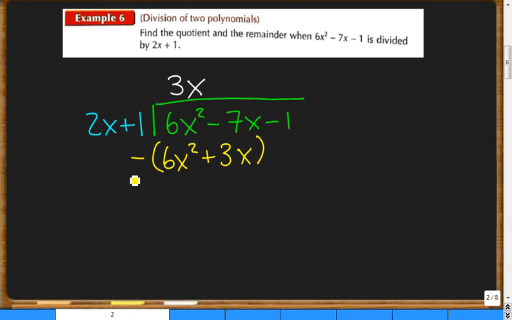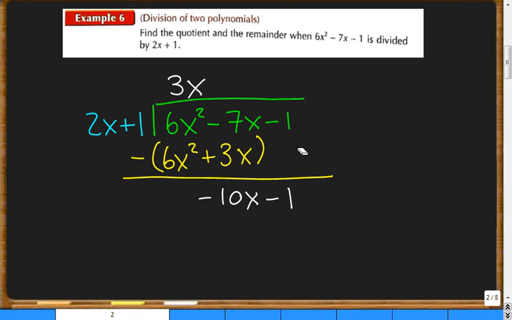And so when we finish our line here, you're going to get 6x squared minus 6x squared, and that makes 0. That should always cancel if you did your job right the first time. Then we're going to have negative 7x minus a positive 3x, and so that is going to be negative 10x. And we bring down our negative 1.